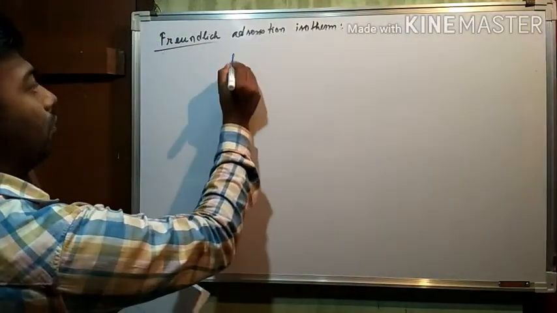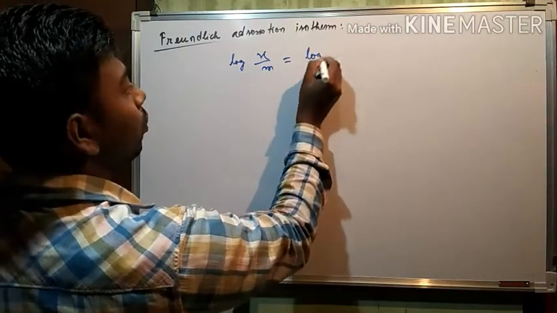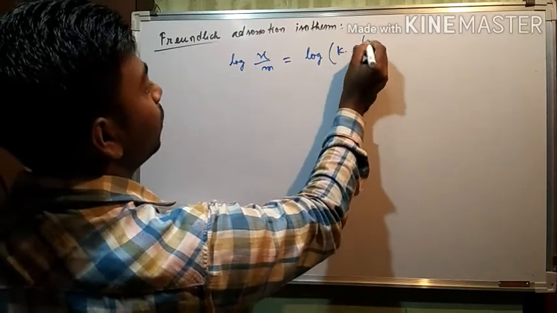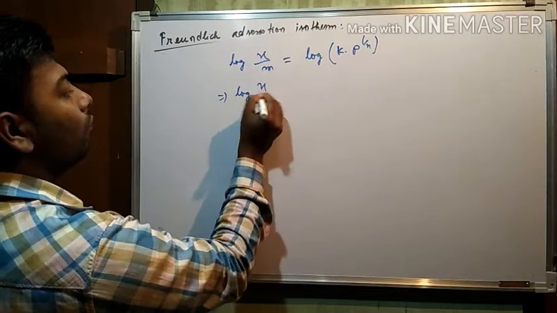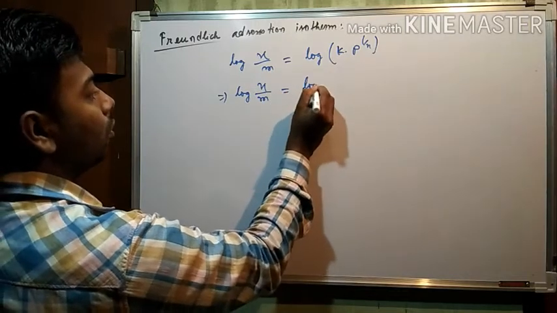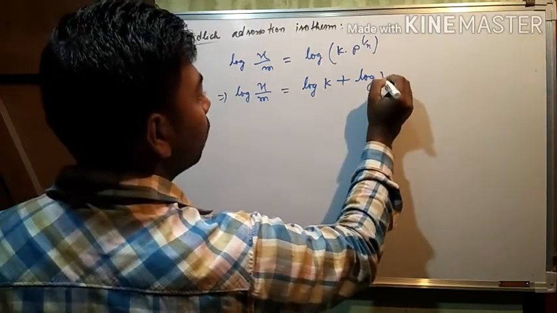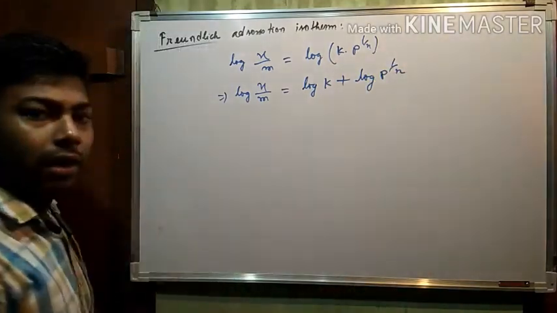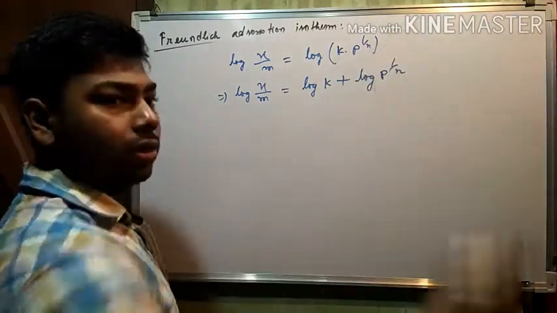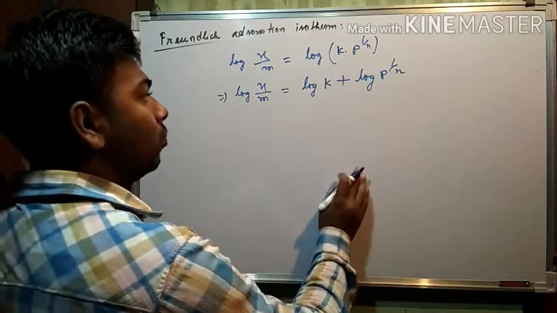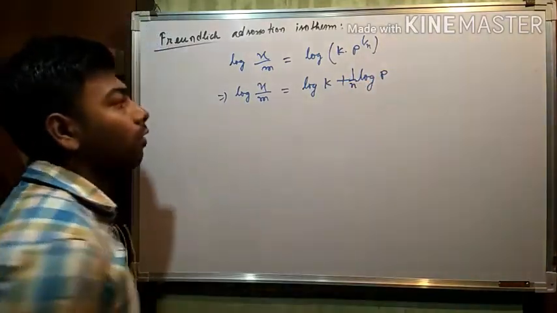This one, log of x by m equal to log of k into p to the power 1 by n. This one is the log of a into b formula. Therefore, log of x by m we can write as log of k plus log of p to the power 1 by n. Again we know log of e to the power x equal to x log of e. That's why you can write this one as 1 by n into log of p.